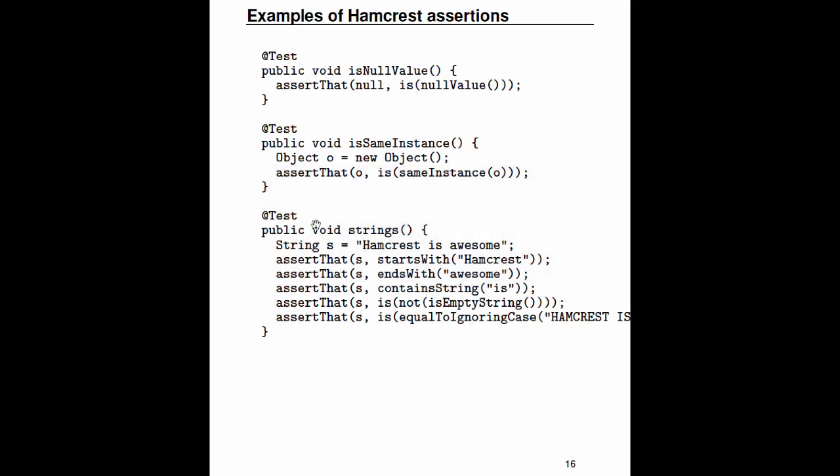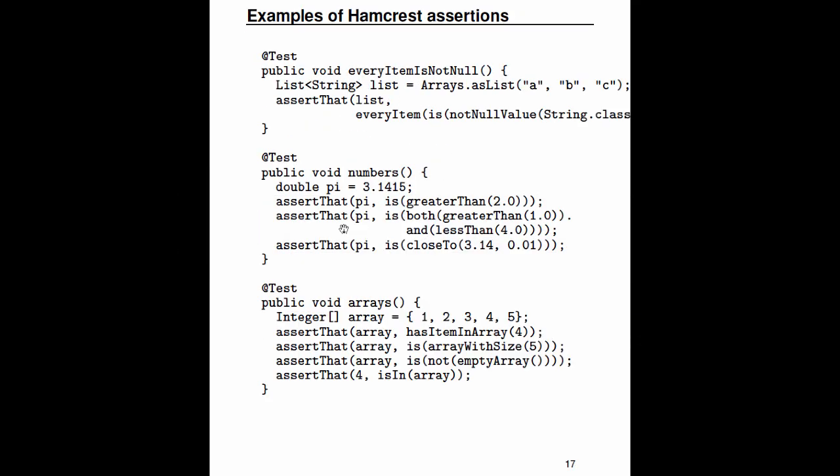Okay, we got a couple more to look at and then we'll be all done. Hamcrest also has support for asserting things when you've got a collection of objects, like a list or an array. It can make assertions about the contents of that list or the contents of the array. So for instance, here I have a list of strings and I want to assert that every item in that list is not null.